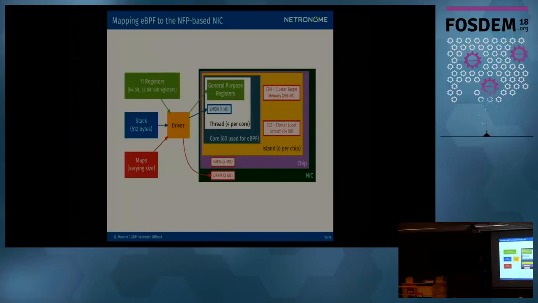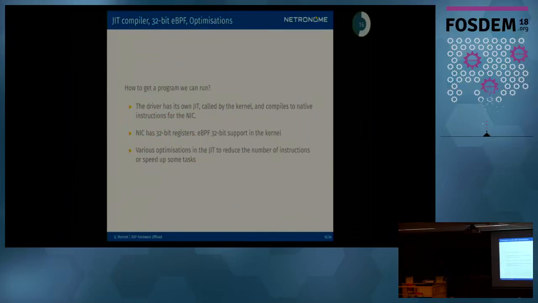We're also trying to cache some entries of the map into other areas, in particular in the CTM here. But basically, it's too small to hold all the maps, so we're trying to take as much as we can closer to the cores. Otherwise, it's in the DRAM on the NIC. So we have this architecture. We also have to be sure that the processors are able to run BPF.